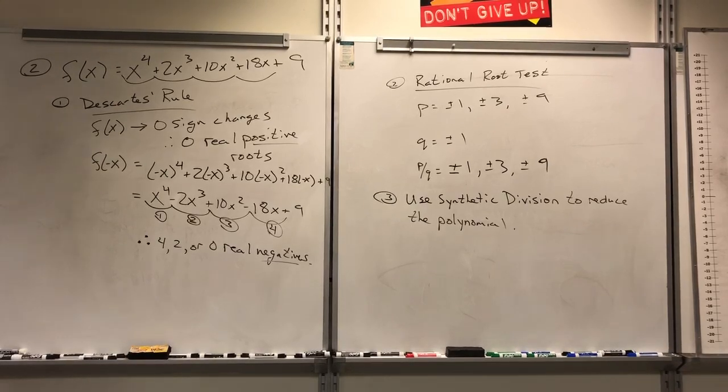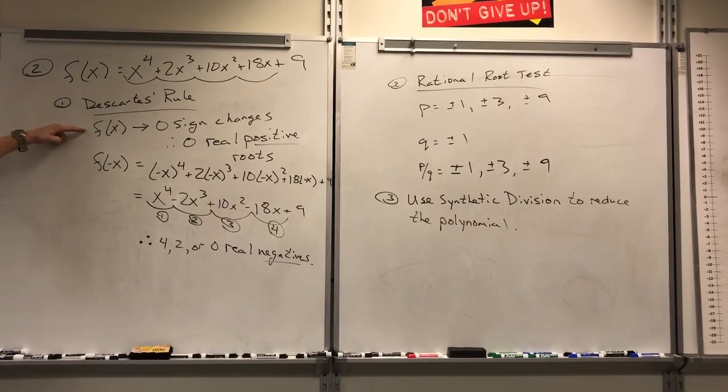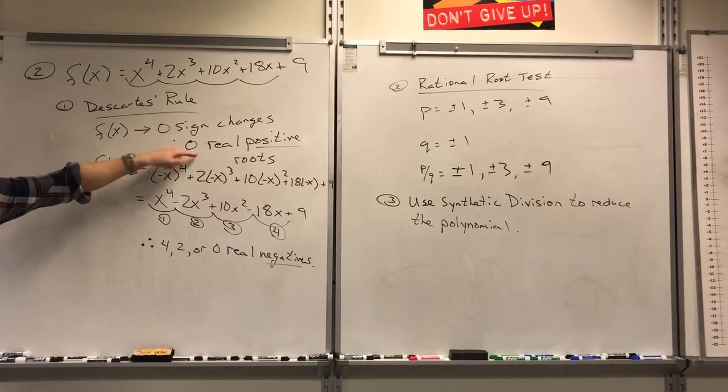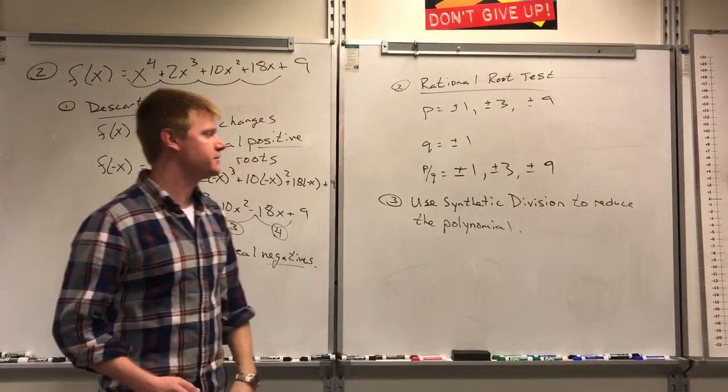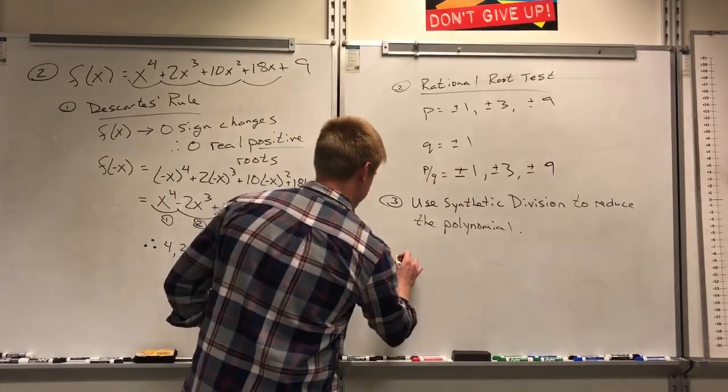Why will I not bother testing 1? The reason for that, this is why we do Descartes' rule. It's not just some weird, obscure concept. I found in Descartes' rule that because there are no sign changes, I will not get any real positive roots. Why bother testing any of the positives then? So what I'm going to do then, let's test -1.